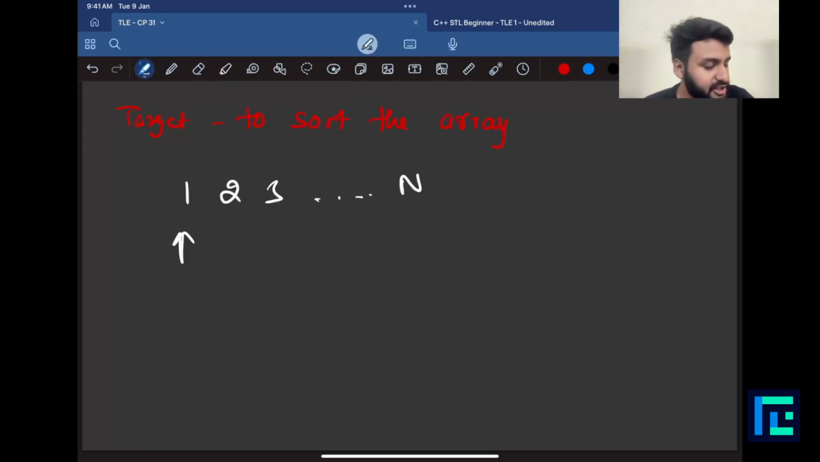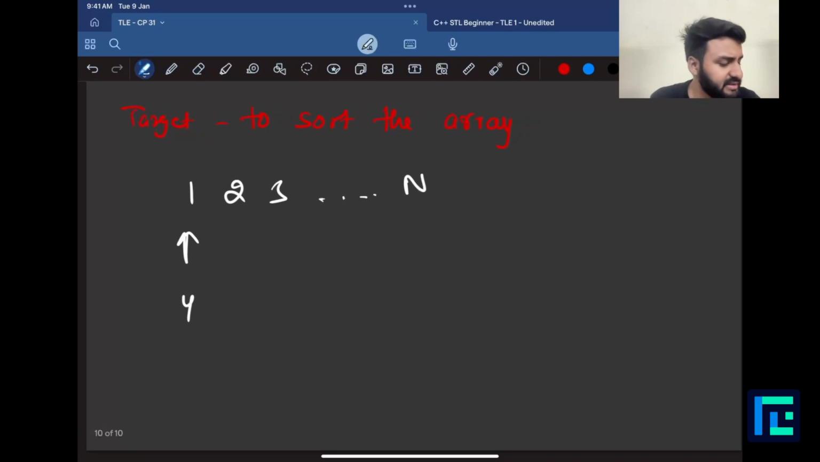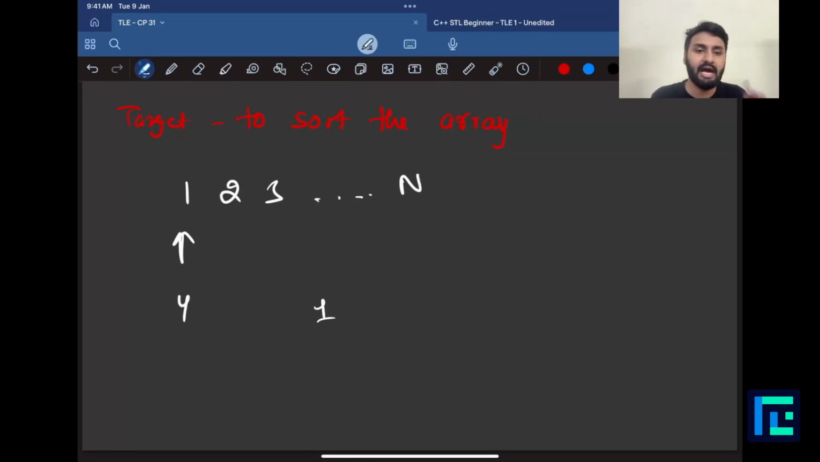So let's say in your initial permutation, the number over here was 4, and 1 was coming somewhere else, let's say at this location. Ideally you would want 1 to come over here, because 1 has to be in the first location. But can you do that?